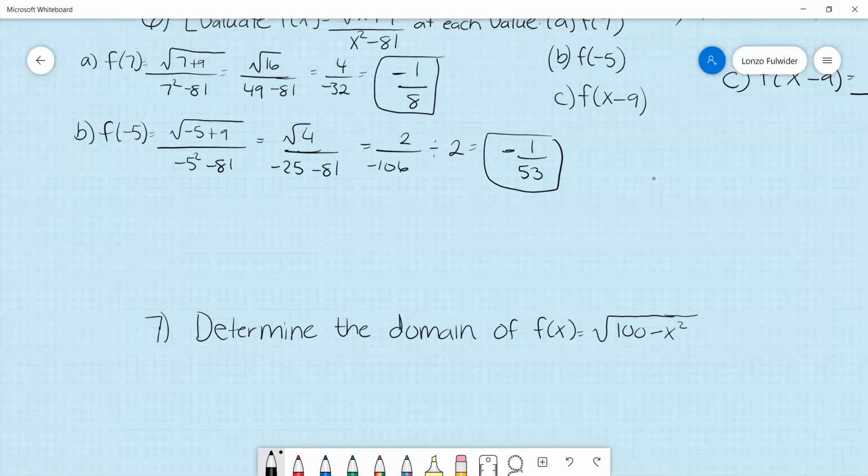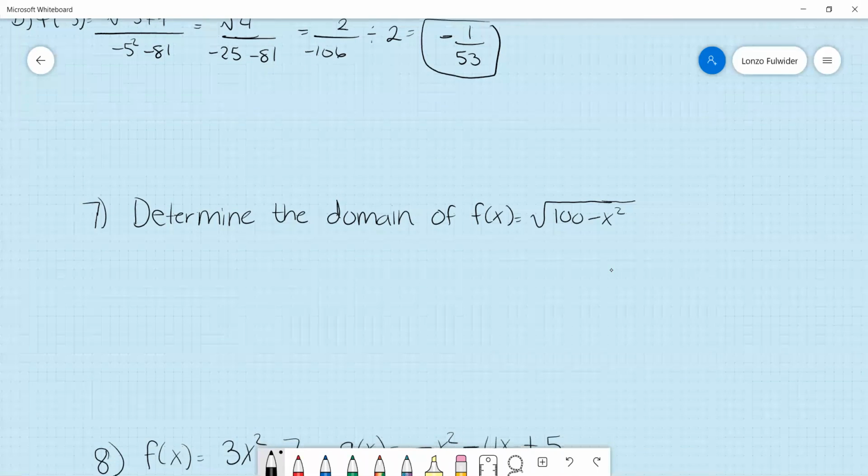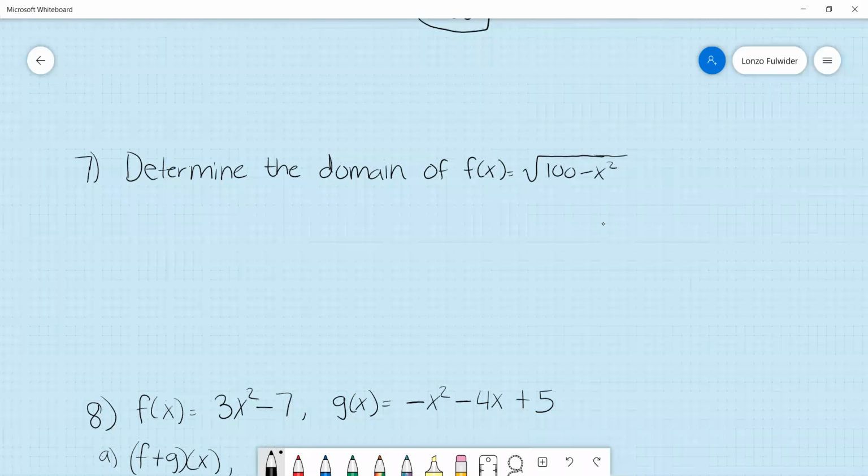Just go back a little bit. Okay, so number 7 says determine the domain of f of x equals square root of 100 minus x squared. So we have to find the domain of this radical graph. Sometimes graphing it makes it easier to find the domain, because the domain is pretty much the x values. So how I would do this is I would graph this one.